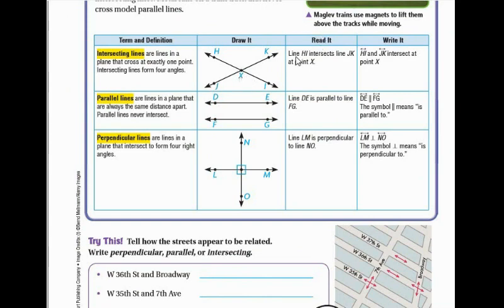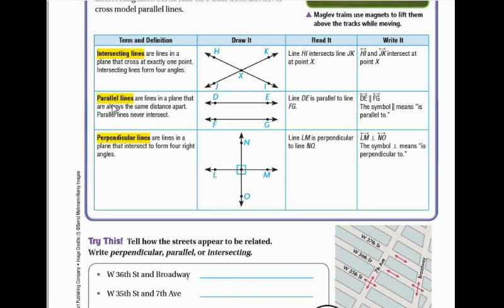So how can we read it? Line HI intersects line JK at point X. How can we write it? You write it like this using symbols HI, and don't forget to write the symbol of the line on top, and line JK intersect at point X.